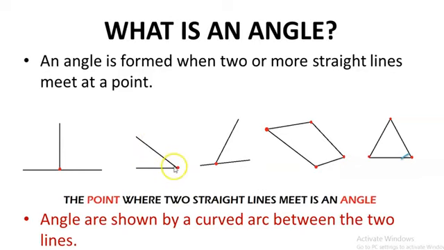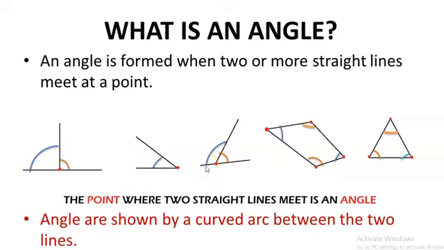The point where two straight lines meet is an angle. And I also said that angles are shown by a curved arc between the two lines. Look at the arc shown between the two lines. You can see that an arc is formed between the two lines. That is where there's a formation of an angle. So when you see two lines meeting, there is an angle formed by a curve in between the two lines.